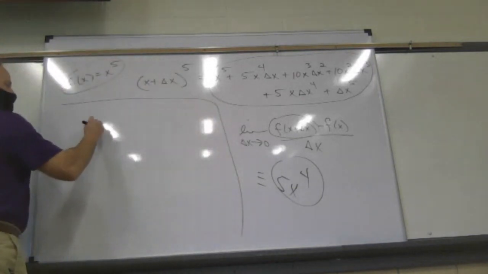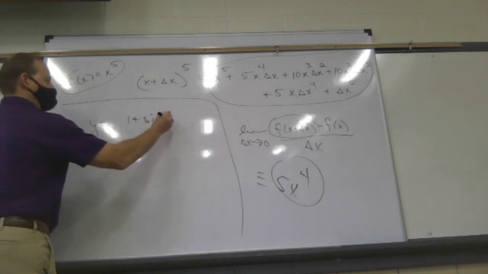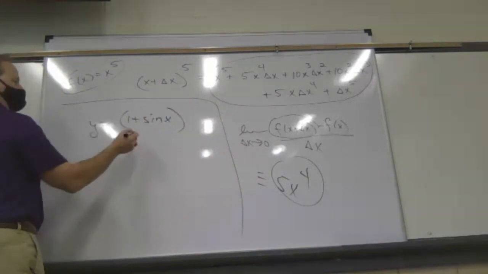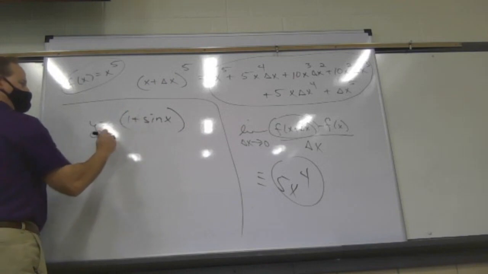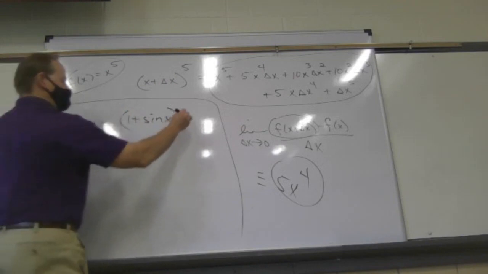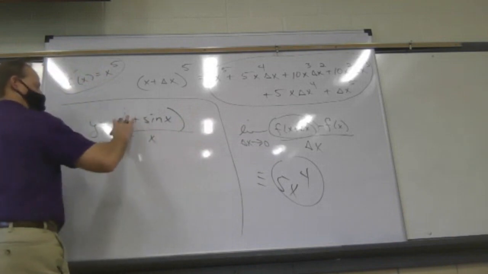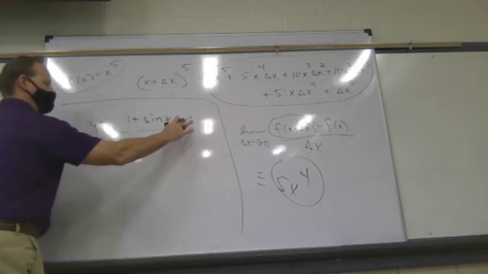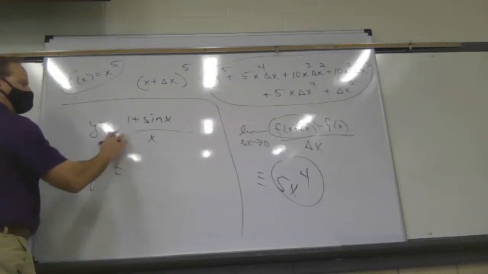What if I have, here, y equals 1 plus sine x times, well, I don't know, times something, all over x. What if I have this? I don't need those parentheses, do I? How would you take the derivative of that? What would dy dx or y prime be? You got to use the quotient rule, right?